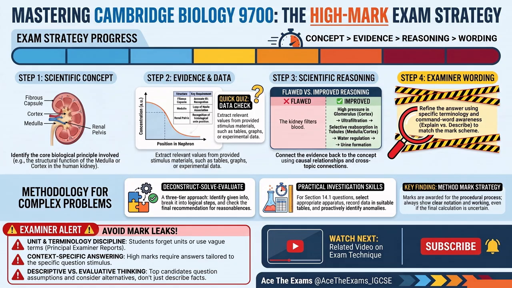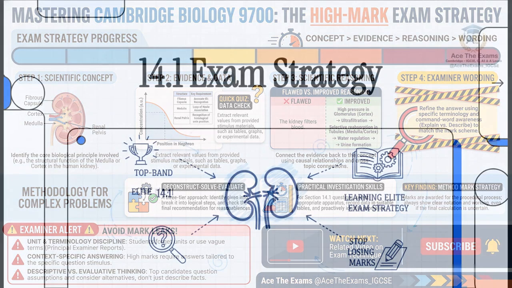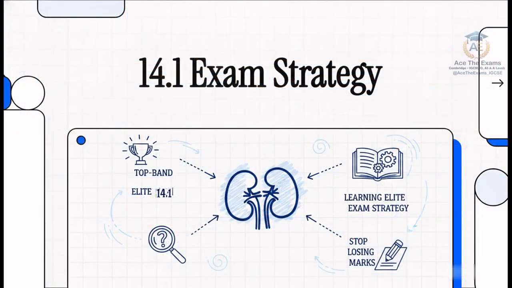All right, let's skip the fluff and dive straight into how you can stop losing those crucial, easy marks on the Cambridge Biology 9700 exam. Today's explainer is targeting topic 14.1, the structure of the human kidney. But listen, we aren't just memorizing parts today, we're mastering the elite exam strategy you absolutely need to turn basic knowledge into top band marks.